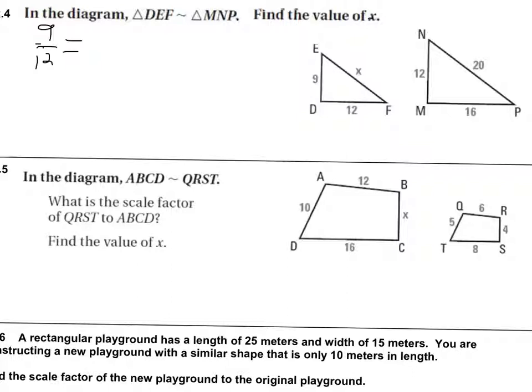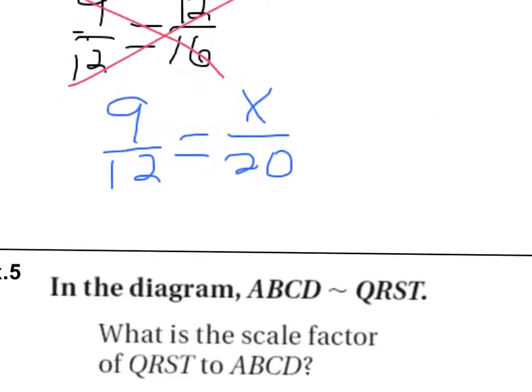If you did 9 over 12 equals 12 over 16, that's true, but it's not really going to get us anywhere. So we want to set one of those, pick whichever one you want, either 9 over 12 or 12 over 16, and we want to set that equal to x over 20. So I'll just do 9 over 12 equals x over 20. I know the x and the 20 are corresponding sides. They're not equal to each other. We can clearly see the 20 is bigger than this x. But they are proportionate.